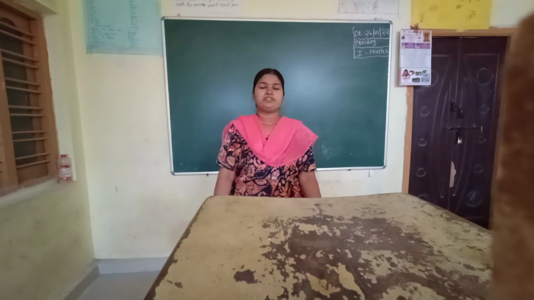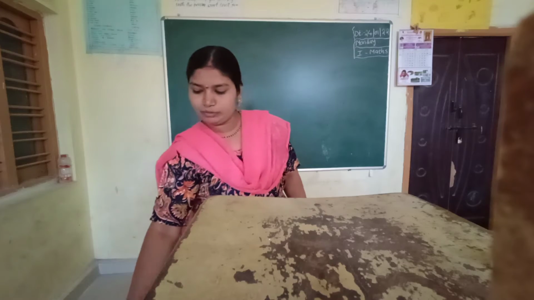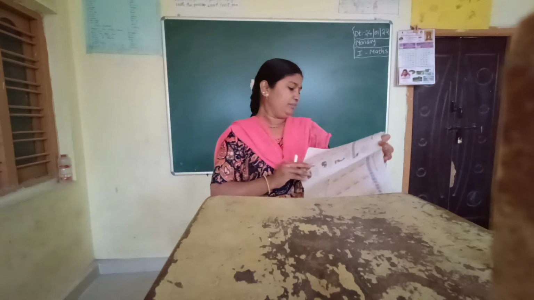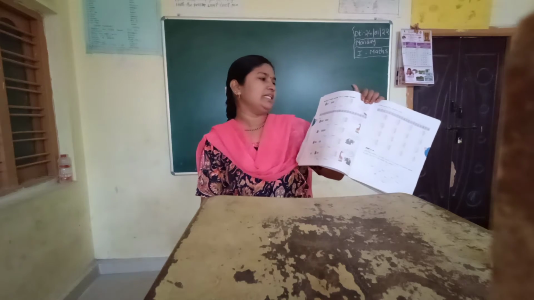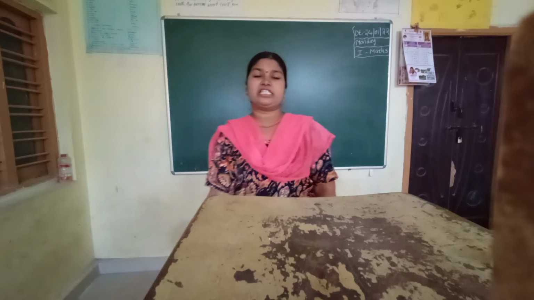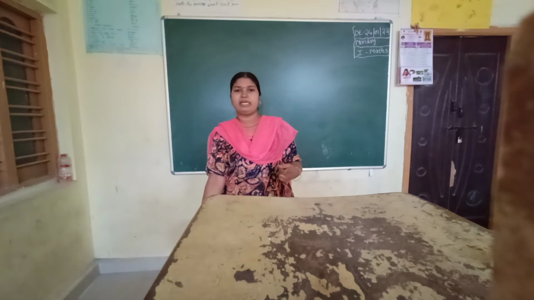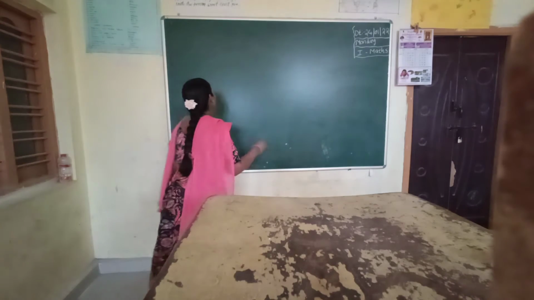Now we are going to start first class mathematics. Everyone open your book, turn to page number 66. Here we have to add a 2-digit number and a 1-digit number. First of all we will discuss what do you mean by a 1-digit number and what do you mean by a 2-digit number. First of all, 1-digit number.